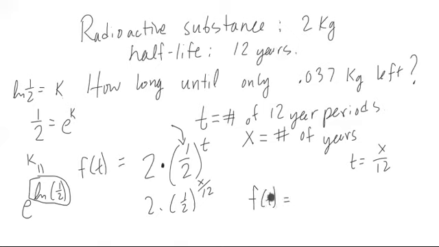Say f of t is equal to 2 multiplied by, then you simply, let's go down here and use an x actually. Why don't we do it in terms of x? It's more standard to do it in terms of number of years. And so then just replace your 1/2 with e to the natural log of a 1/2, and that's all raised to the x over 12.